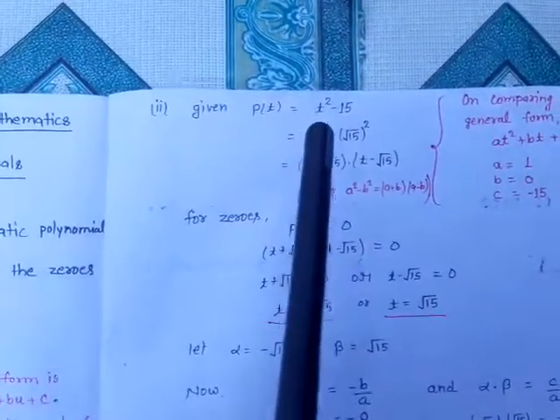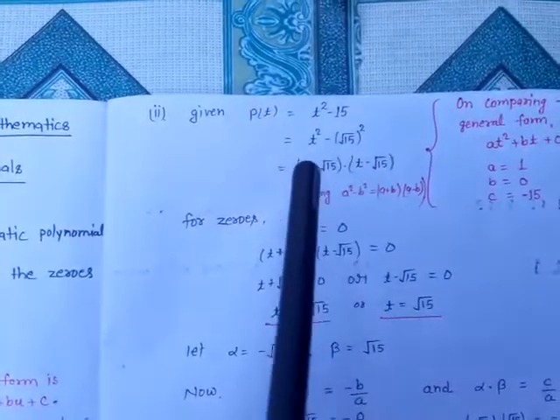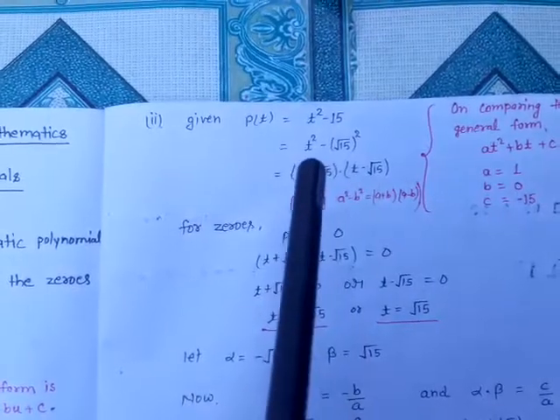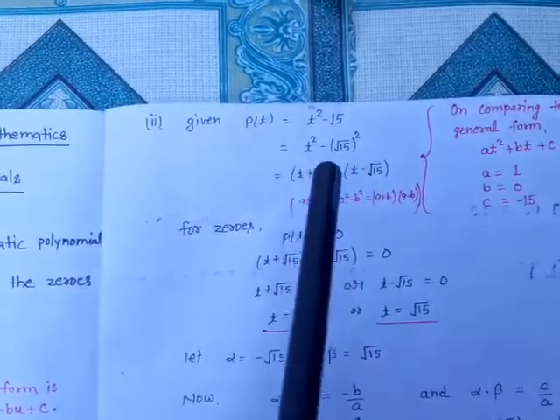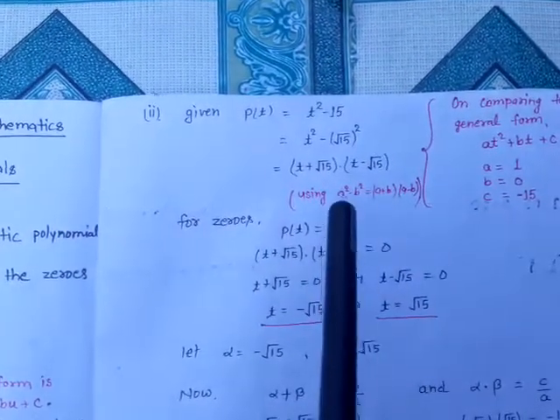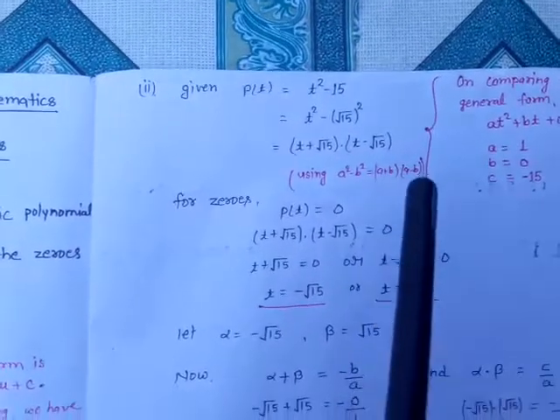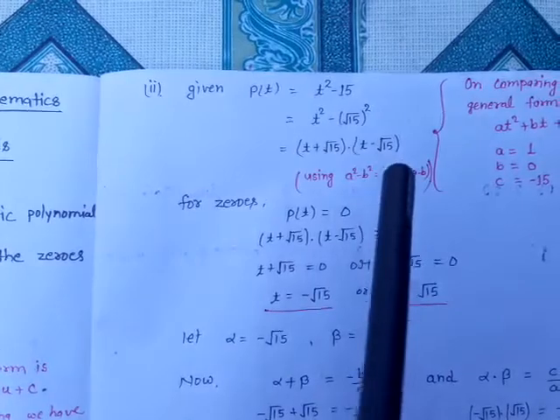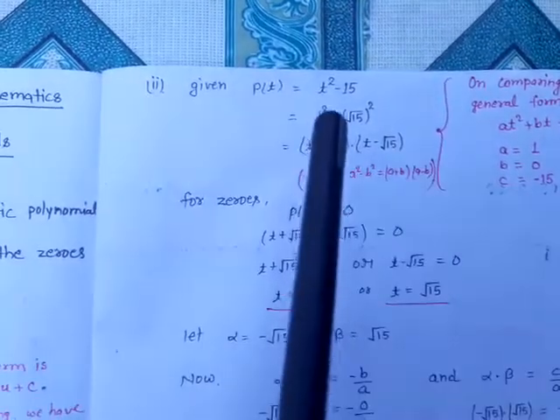Now here t square minus 15 can also be written as t square minus (root 15) whole square, and we know that this is an a square minus b square pattern, and a square minus b square is equal to (a plus b)(a minus b). So using this, we get (t plus root 15)(t minus root 15). These are the two factors of this given polynomial.